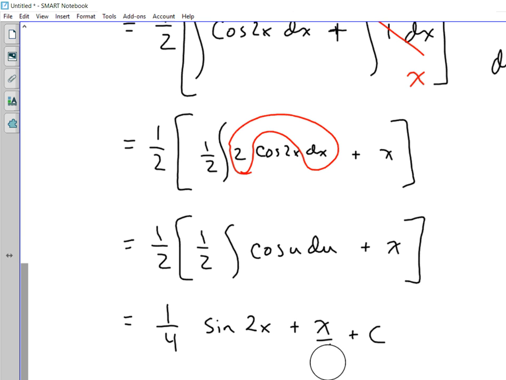So this just becomes 1 over 4. The integral of cosine is sine. So the derivative of sine is cosine. I think that's right.